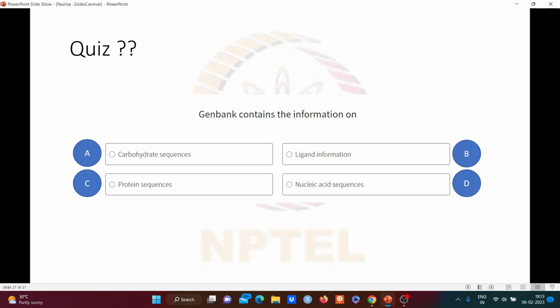The next question is, GenBank contains information on. So what kind of sequence information or macromolecule information does GenBank hold? Yeah. While you answer the question, I'll explain about GenBank.